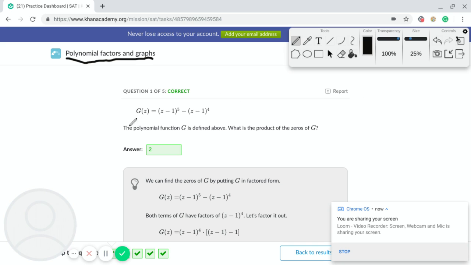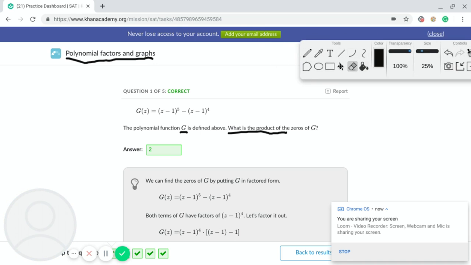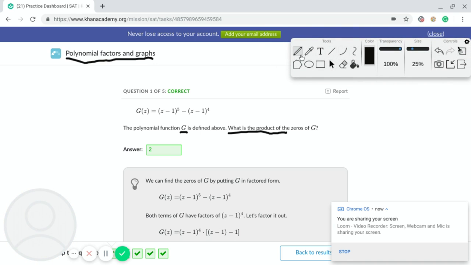First one. g(z) equals (z minus 1) to the power of 5 minus (z minus 1) to the power of 4. The polynomial function g is defined above. What is the product of the zeros of g? In other words, find what the zeros are and multiply them times each other, and that's your answer. Pretty simple, I'd say.